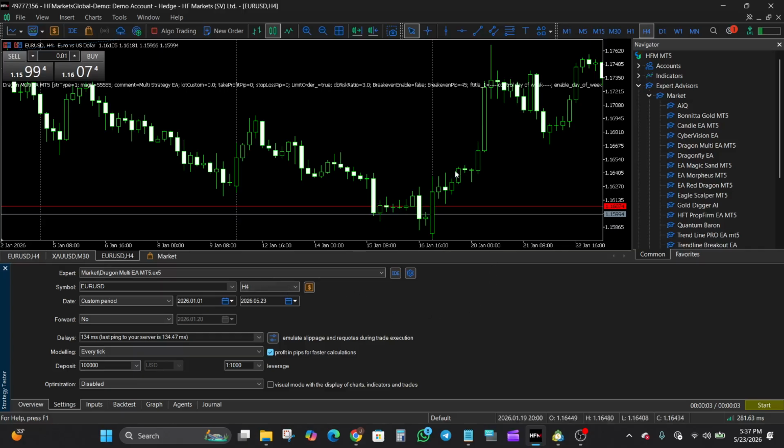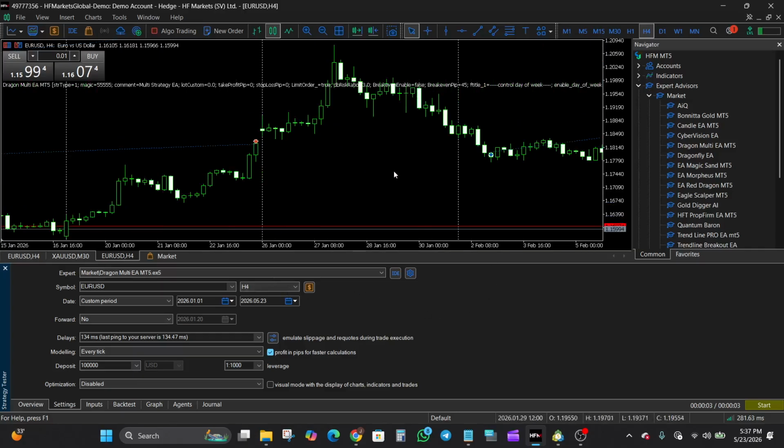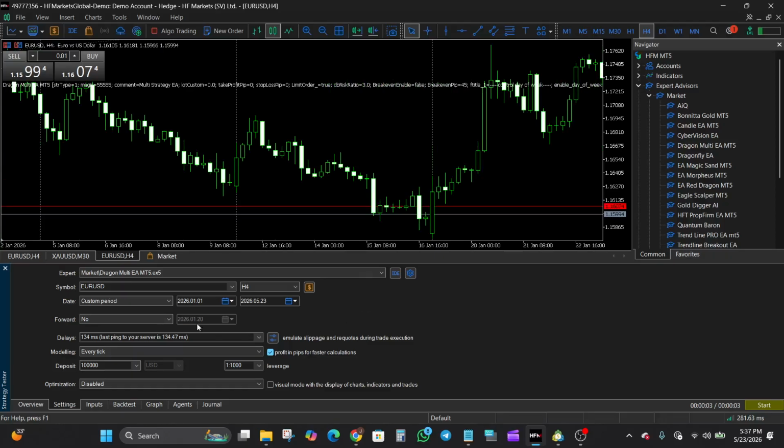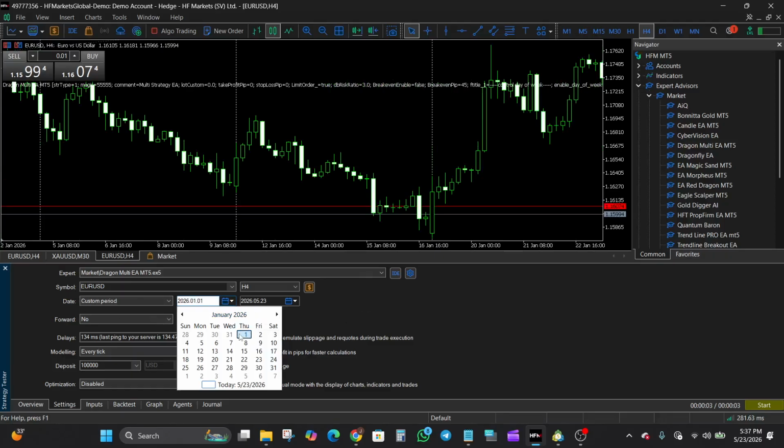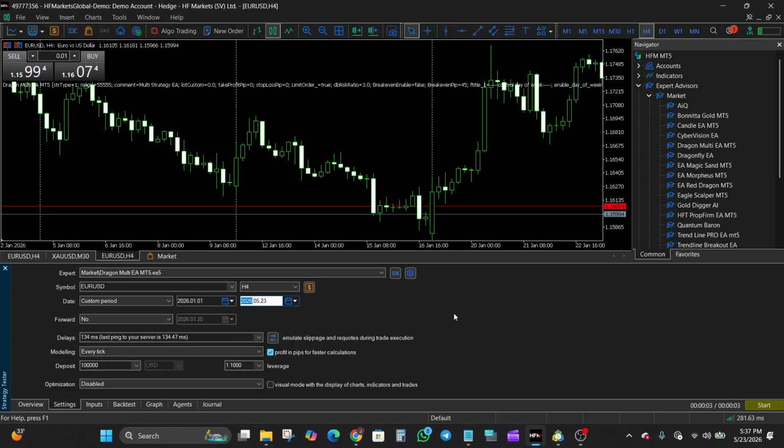Okay, the test has already completed, but we're just going to go through the chart history. So we ran the test from the beginning of the year, 1st January 2026 till date, in order to capture at least a significant data for the back testing, even though I would recommend testing over a longer period of time. For the delays, we're using the last ping to the server, every tick modeling.